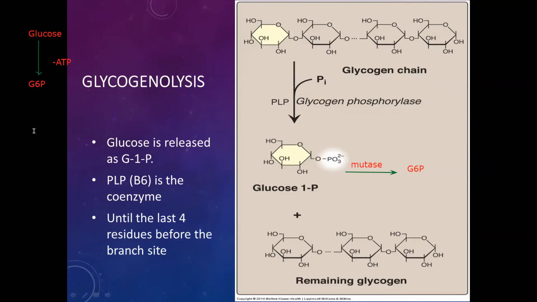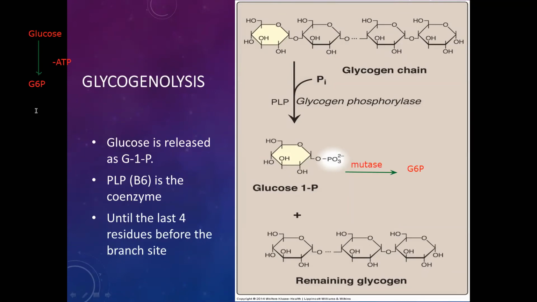Because the energy status of the cell is low. We have low concentration of glucose. We have low amount of energy. So it will be wise if we break down the glucose from the glycogen in its active form, which is glucose 1-phosphate, and here I saved 1 ATP during the next step, which is glycolysis.